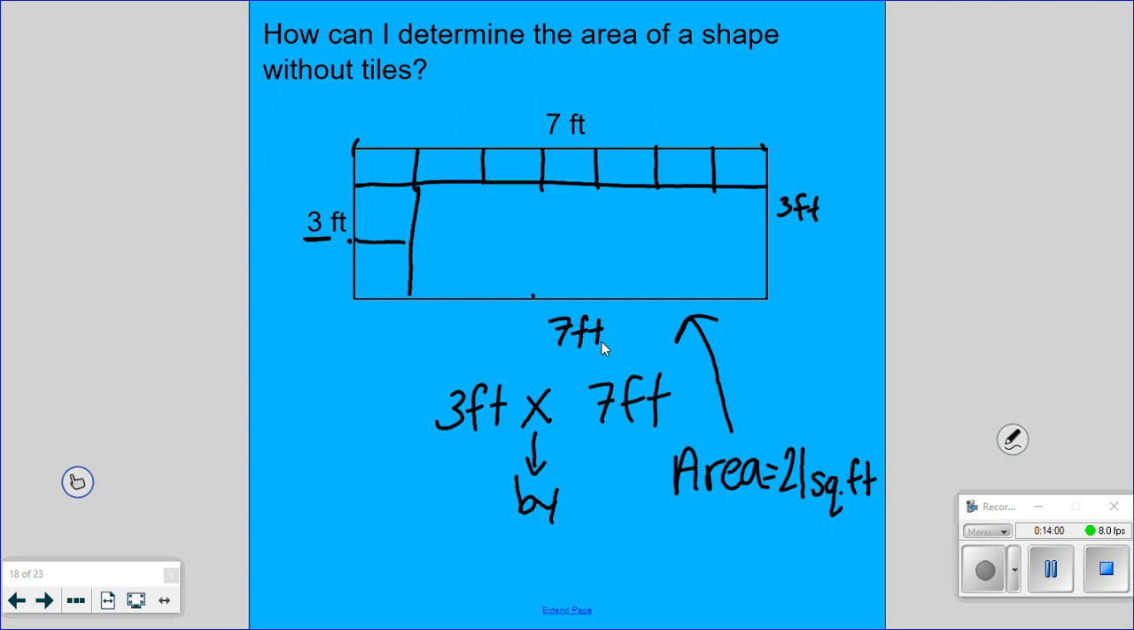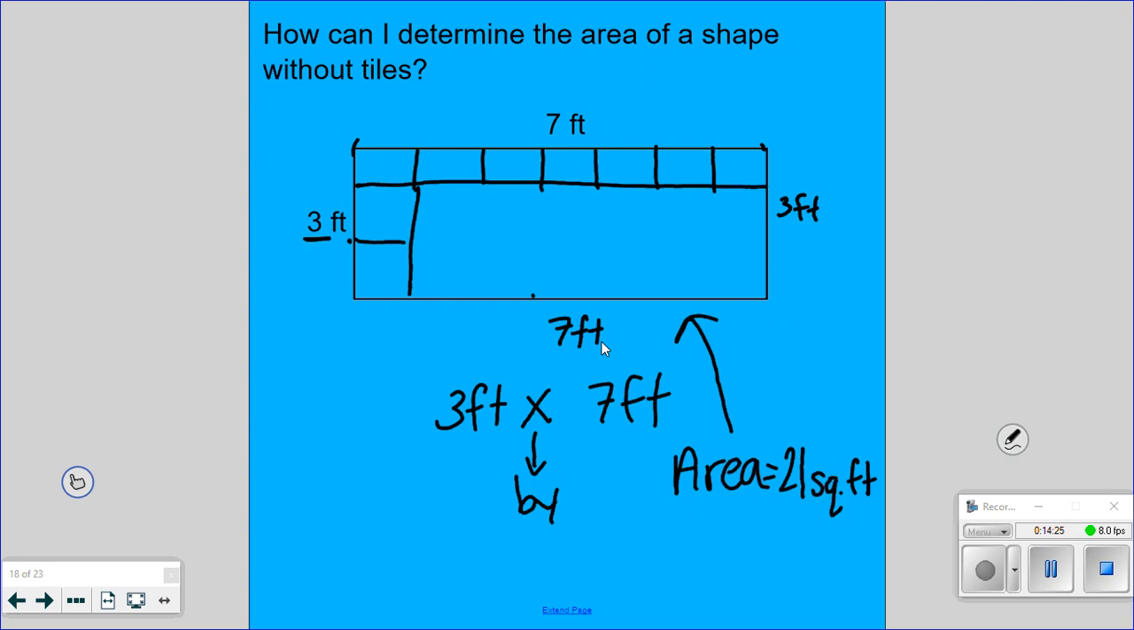Sean? Can you measure it differently by doing 7 plus 7 is 14, and then 3 plus 3 is 6, plus 14 is 20? So will that work? Nope. Alright, let's look at another shape.